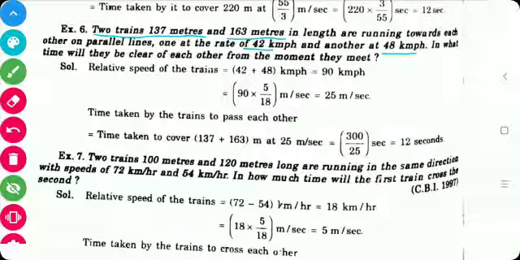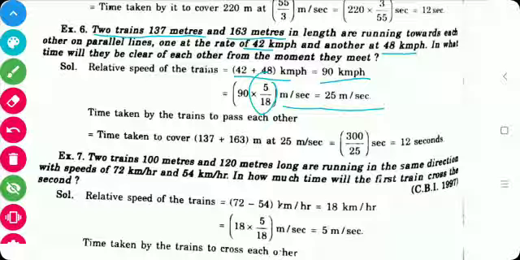Okay, so here the speed is given and the length is given. So relative speed, as both the trains are running in the opposite direction, is the addition of the speeds. So it is 42 plus 48 is 90 km per hour. So we will convert it into meter per second. So multiply this 90 by 5 by 18. So it is 25 meter per second.